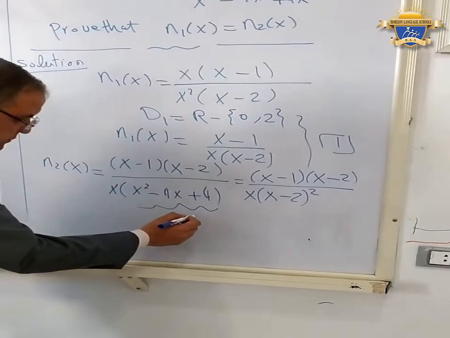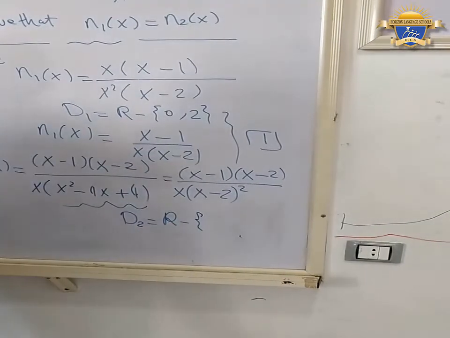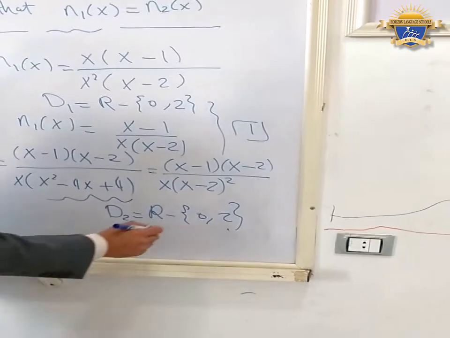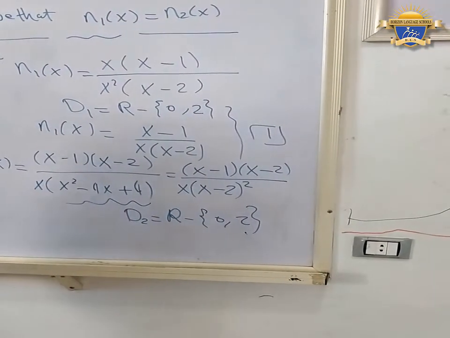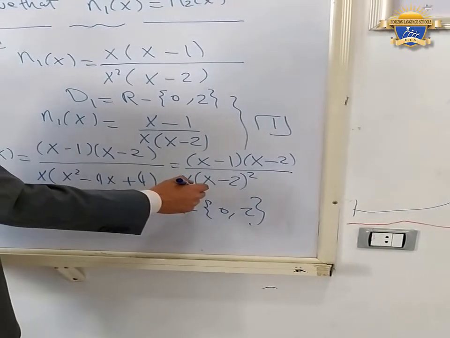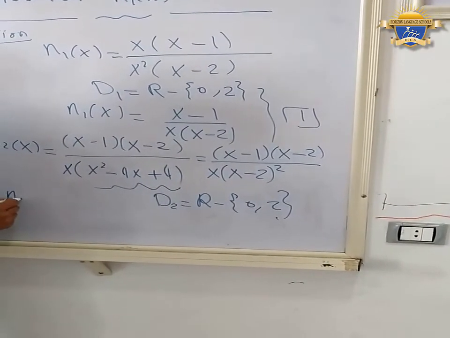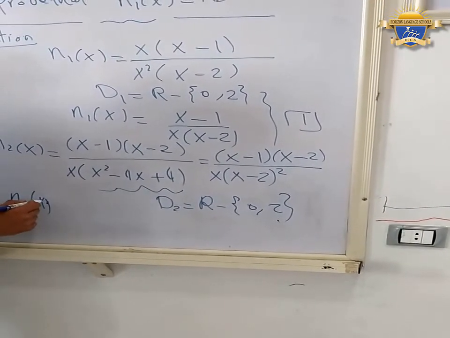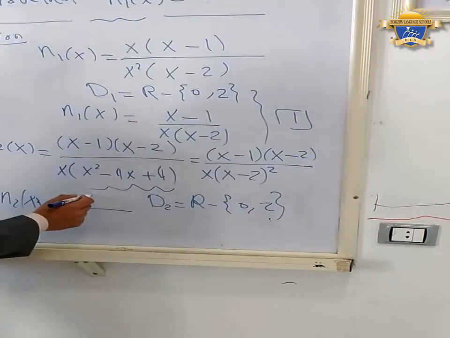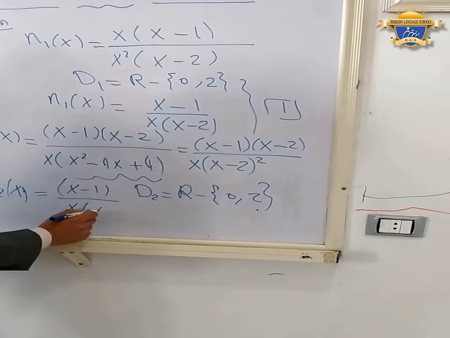The domain D2 equals R minus the zeros of the denominator, 0 and 2. So after removing the common factors, x minus 2 removed with one of the x minus 2 factors, the remainder is n2 of x equals x minus 1 over x times x minus 2.